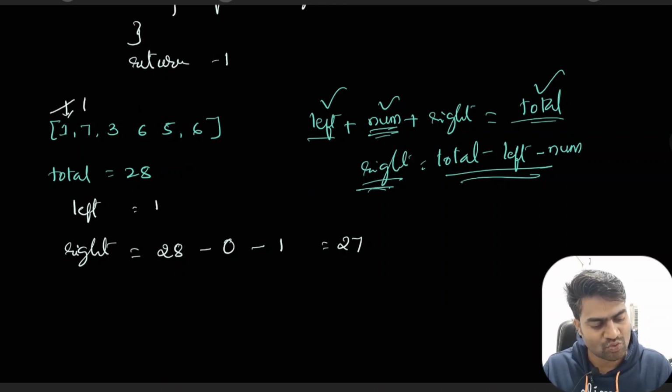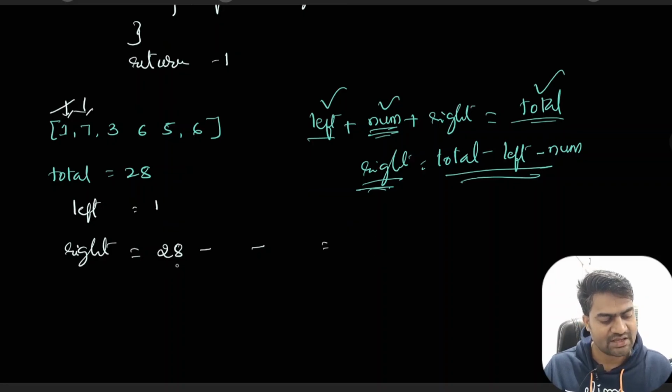Then I will move to next number. Now I am at 7. Now if you see, these values will change. My total is still 28. Then my left value is 1 and the current value is 7. So now if you see, we get 20.